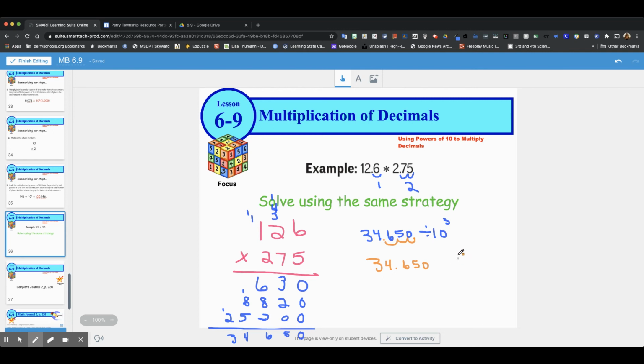34.650. And if I were to do an estimate, like we know we can with this one, 13 times 3 would equal 39. And if we did 13 times 2 would be 26. And 34.650 falls within 26 to 39.